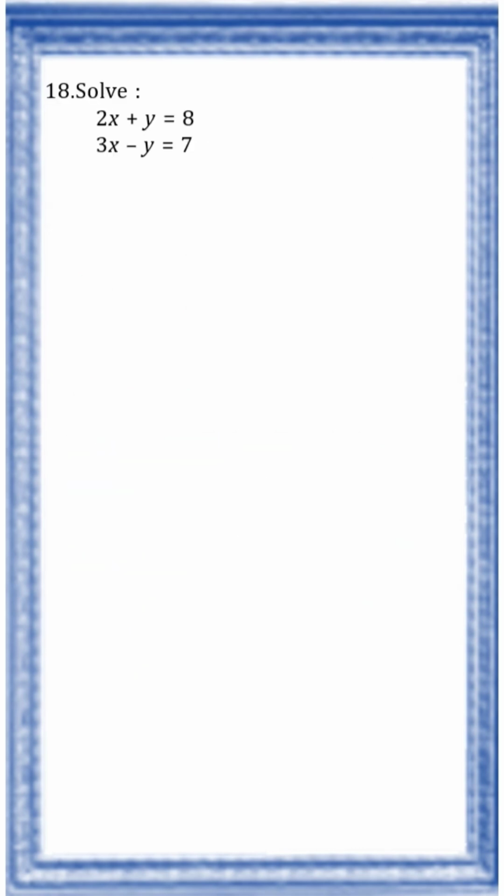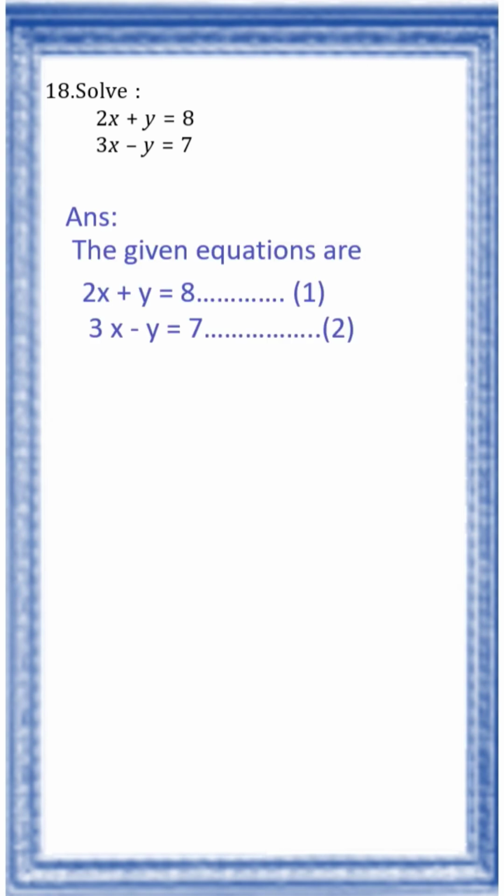Now 18th question. Solve 2x plus y is equal to 8, 3x minus y is equal to 7. So the given equations are 2x plus y is equal to 8, this is equation number 1, and 3x minus y is equal to 7, this is equation number 2.